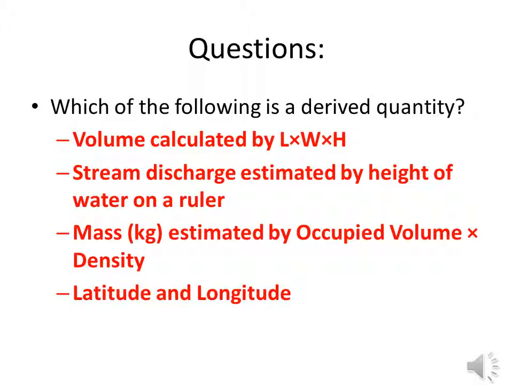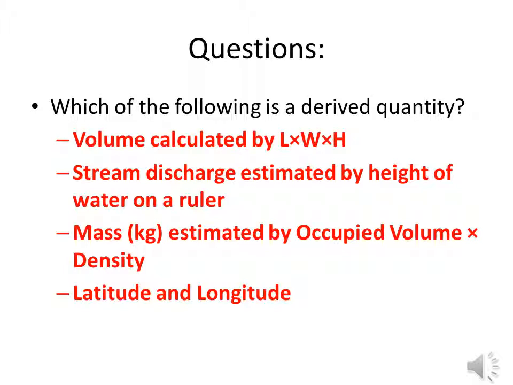So which of the following is a derived quantity? Well, volume can be calculated by length times width times height, each of which is a fundamental dimension, but volume itself is a derived quantity. Stream discharge estimated by height of water on a ruler, we saw that in the last example. The height of water on a ruler is a fundamental dimension, but stream discharge is a derived measurement.